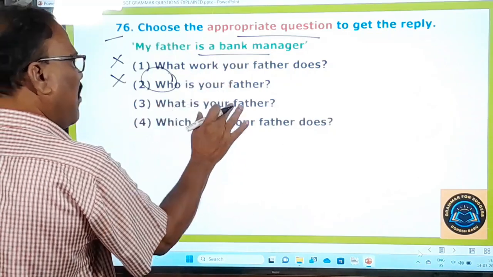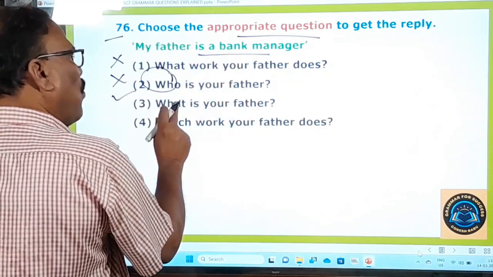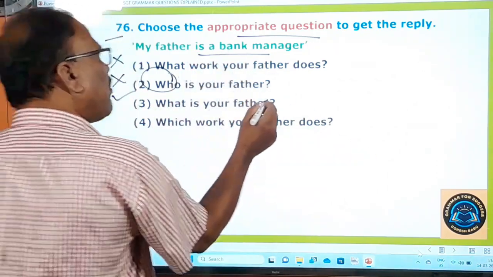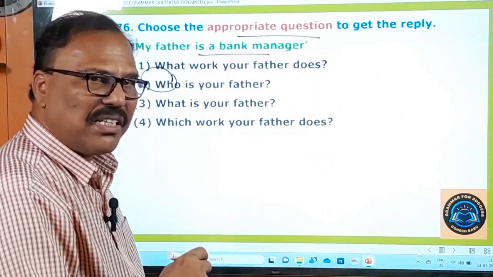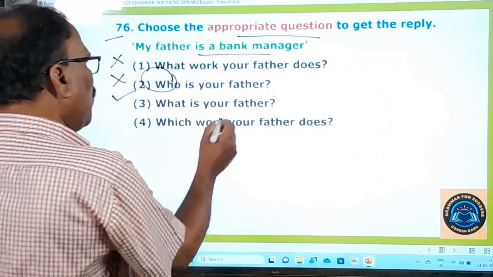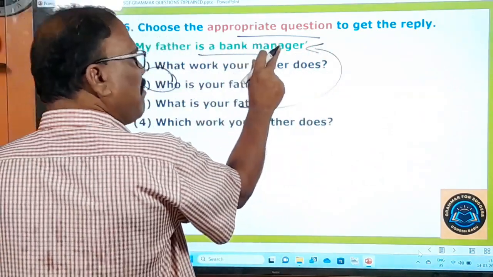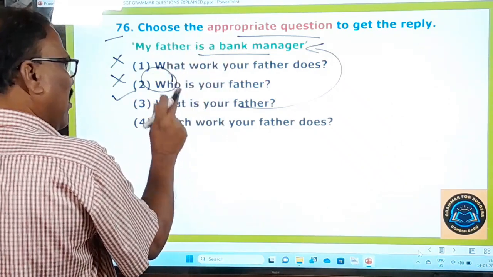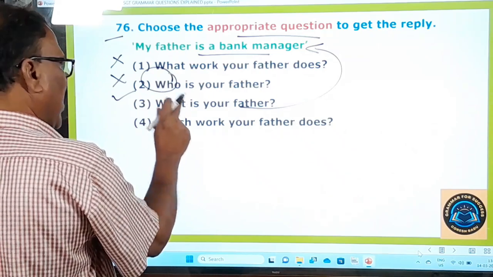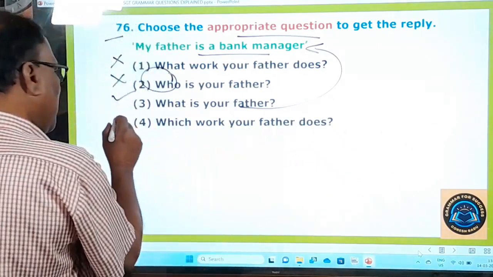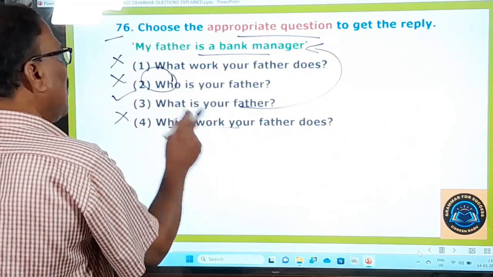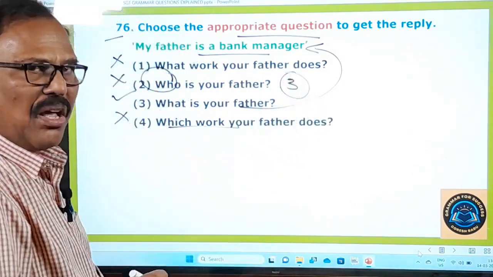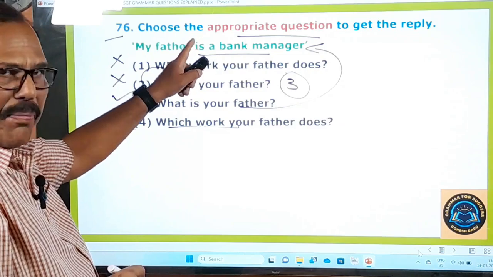And you go to the third one. What is your father? This is the relevant one. This is the right one. Whenever somebody asks you this question, you must tell him about your father's profession, your father's occupation or job. So then you have to say, my father is a bank manager. This is the correct reply to this question. So this is going to be the right question. And the fourth, which work your father does? This fourth one is also wrong and ungrammatical. So the first, second and fourth are wrong, and only the third one is the right question to get this reply.